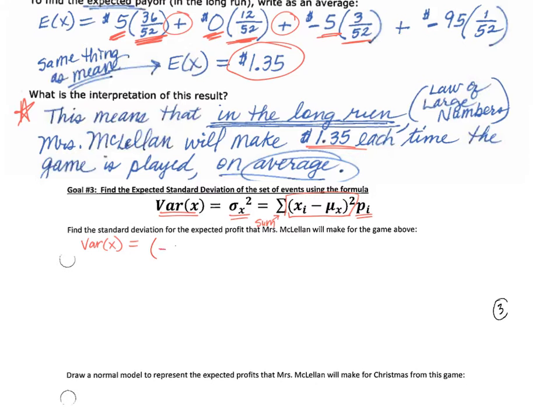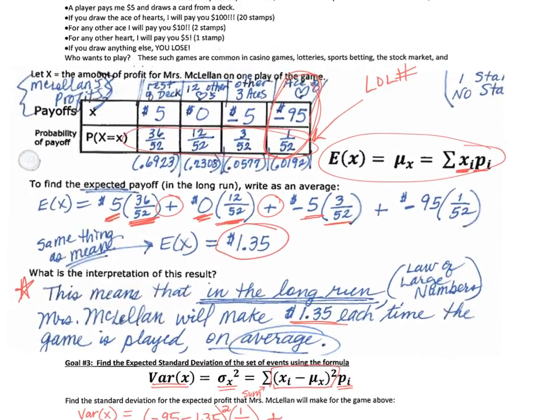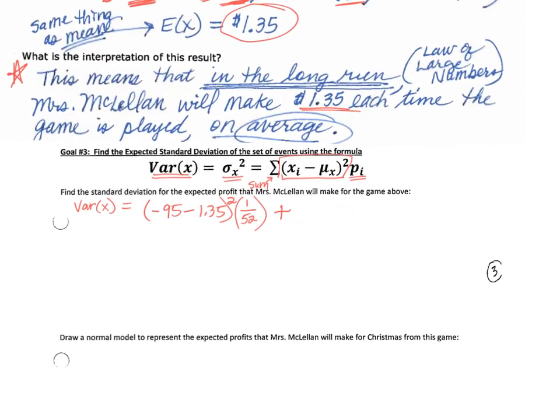You have negative 95 minus the mean, which is $1.35, quantity squared times the probability. And the probability of me losing 95 is 1 over 52. Okay, that's the first one. Now, sum that with the next one. What was the next one we wrote? The other three aces. So that's me losing 5 minus the mean quantity squared times the probability.